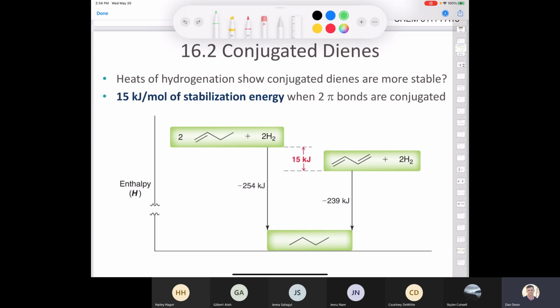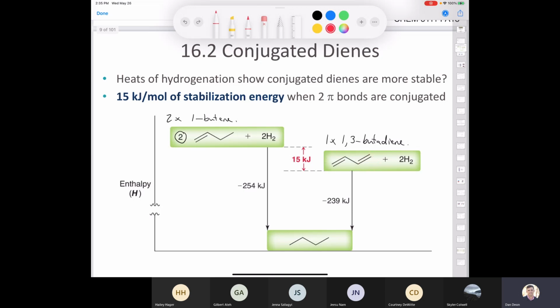Now, what's going on in this picture is, let's say you had 2 molecules of 1-butene. That's what's being shown here. This is 1-butene, and this is 2 molecules. Or this is 1 molecule of 1,3-butadiene. So what they're comparing is the heat of hydrogenation of 2 double bonds in 2 different molecules, or 2 double bonds in the same molecule.